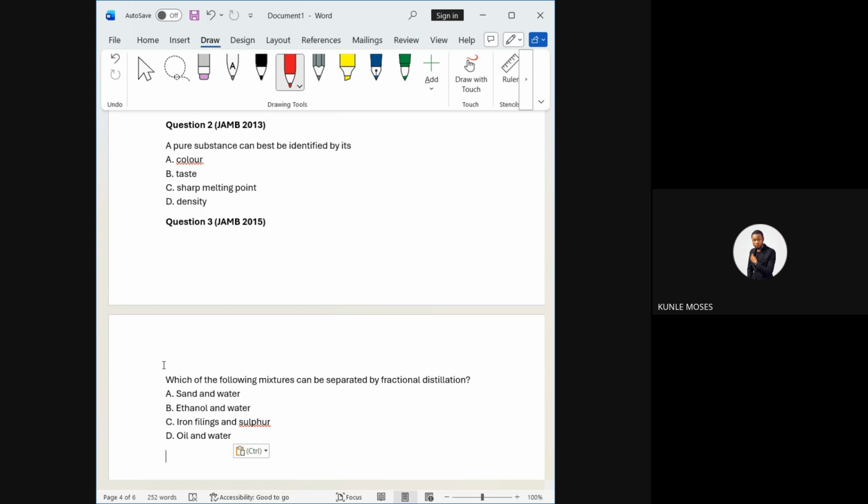So for ethanol and water, ethanol has a boiling point of 78.4. Some people say 78, some say 80, but around 78.4 to 80. And water has a boiling point of 100. So it's just about 20 degrees C difference. So it is ethanol and water. Hope that is taken.